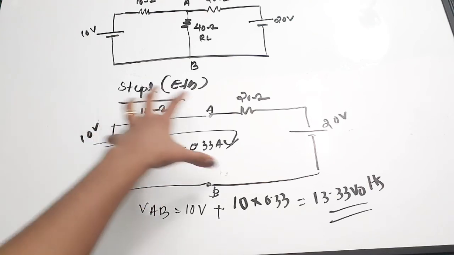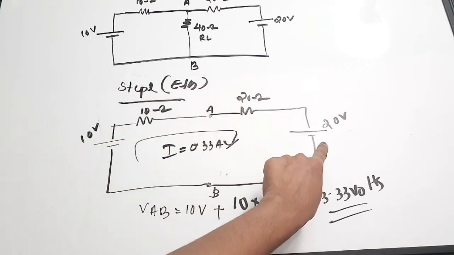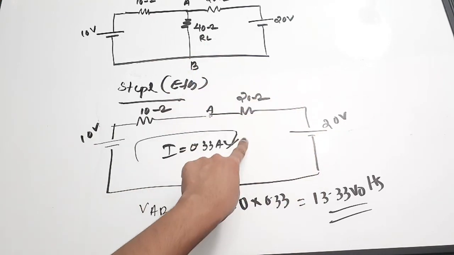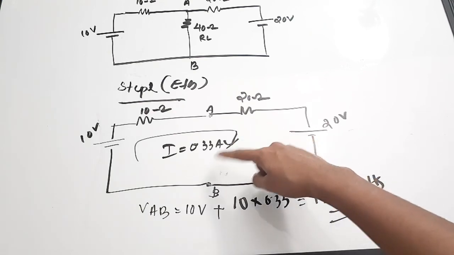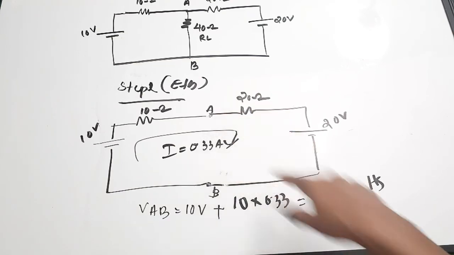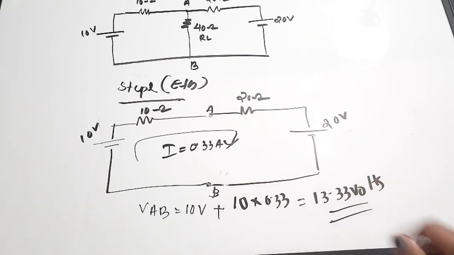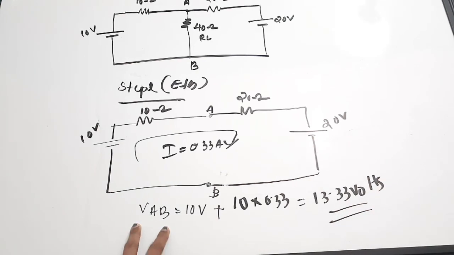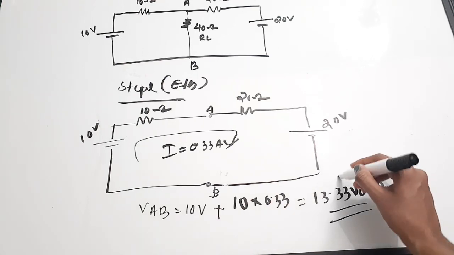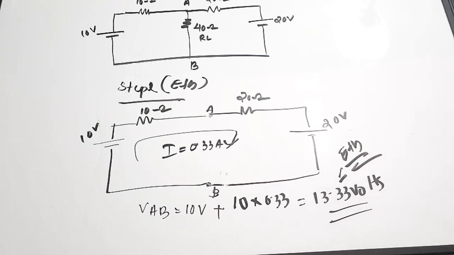Or else you can consider this other portion, where we get 20 volt minus 20 into the current, which is the same 0.33. In that case also you will get the voltage across AB as 13.33 itself. Please try it out and you will get the same value. Anyway, the voltage VAB we have got is 13.33 volts, and that is nothing but your ETH value. Now we have obtained both the values, ETH and also RTH.